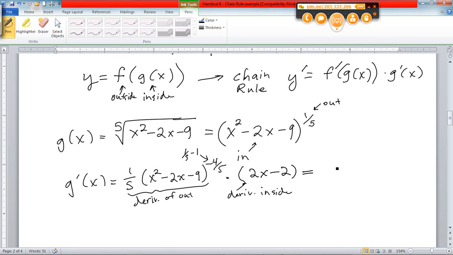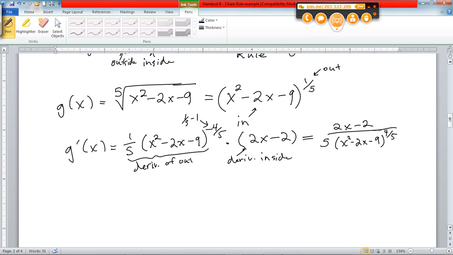What they might do here, you don't have to, I don't really require it myself, is, you see this minus 4/5 power right here, doesn't that mean flip it down, move it to the bottom? And so this 5 being in the bottom, and then the 2x minus 2 would be on the top, so I could write this very well as 2x minus 2 over 5 times x squared minus 2x minus 9 to the 4/5 power. That would be an alternative way of writing that. Follow that, okay? Questions or concerns?